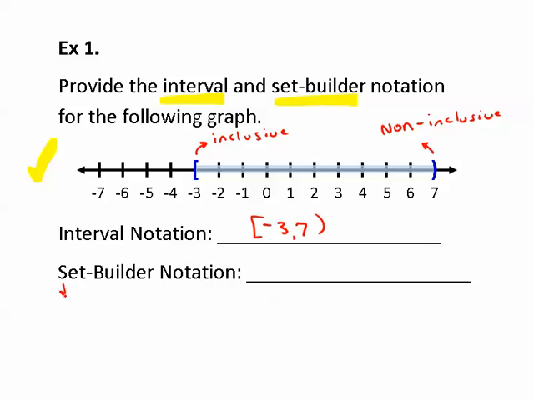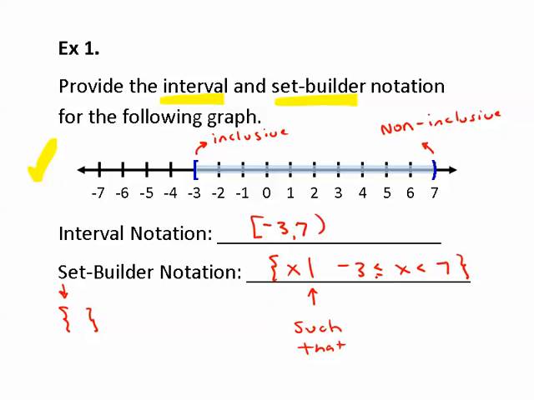Anytime you think of the word set, you need to think about curly braces. So what we do is this. We start with x. We use a vertical bar. This vertical bar means such that. So this means that x can be any number in a set such that it's in between -3 and 7.